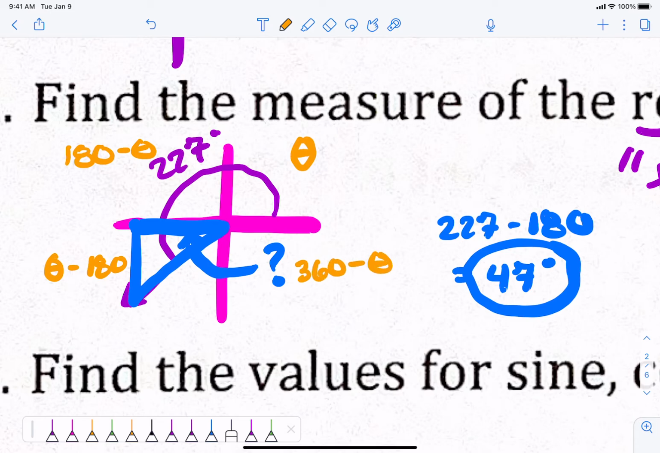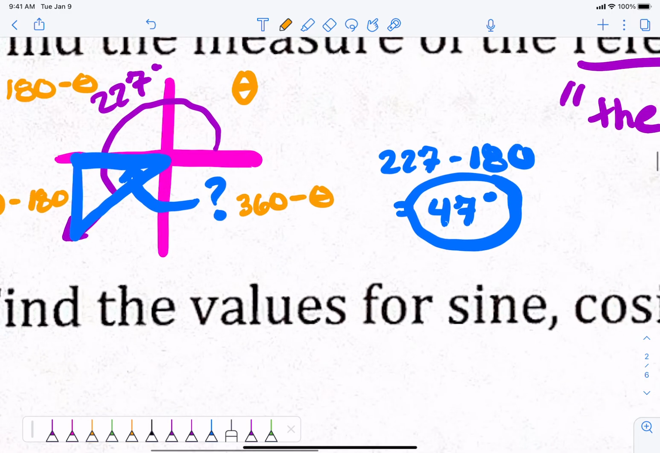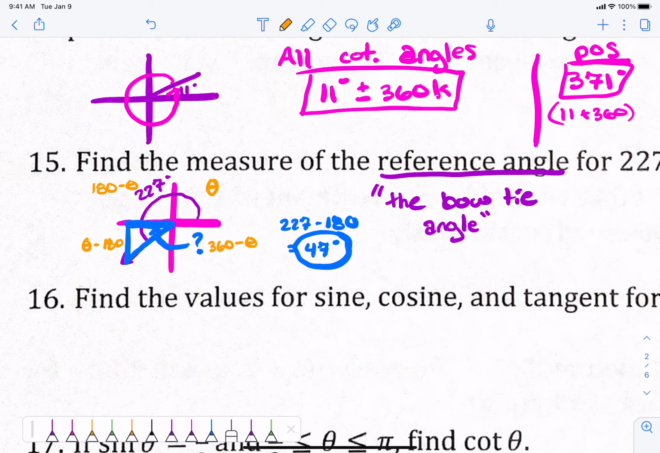Doing each one of those things in whatever quadrant you are in will give you the bow tie angle or the reference angle. In the third quadrant, it's theta, the angle, minus 180. That's what we just did, right? Our angle theta was 227, so we took 227 minus 180. All right, so there's your little cheat sheet. The reference angle is 47. We drew a picture of him. He's good. Any questions on 15 before we move on?